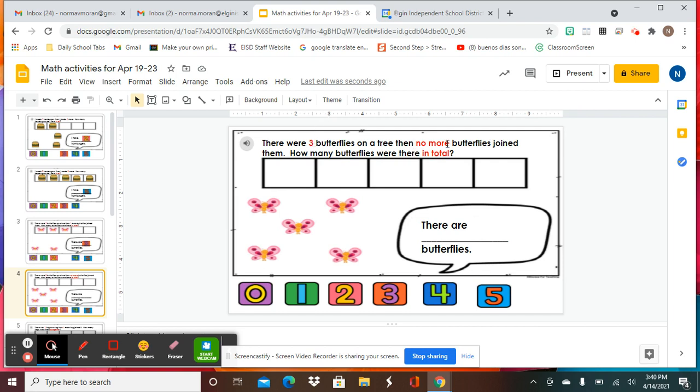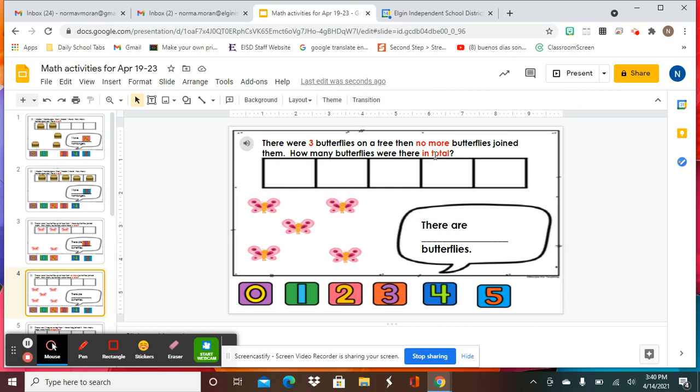Then the word no more. So what number is it when there's no more or there's nothing? Do you remember what number that is? That's number 0. So no more will be kind of like 0. And the word in total is also in red because that's giving us a clue that we're going to be adding all of these numbers. Adding means that we're going to count them all together.